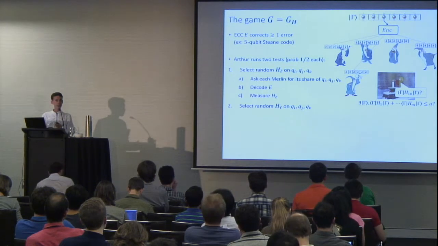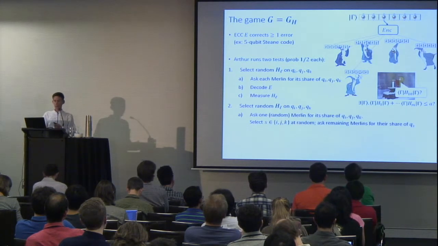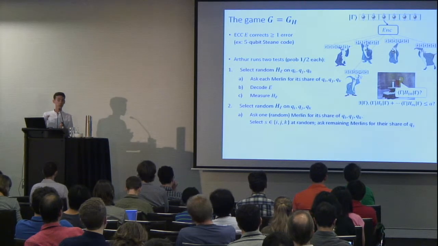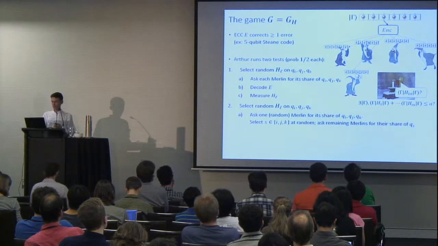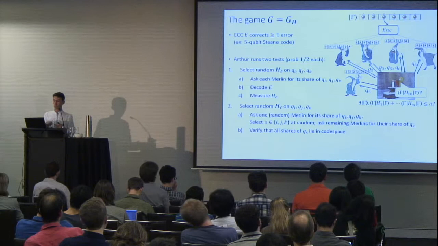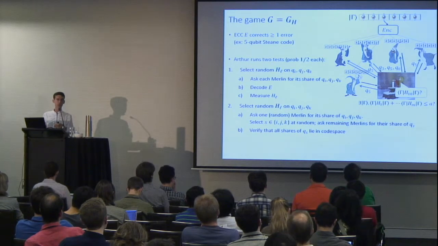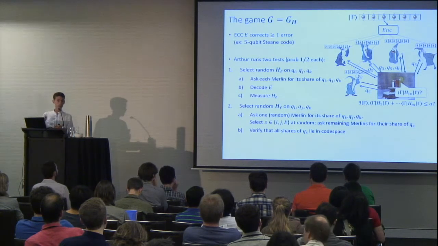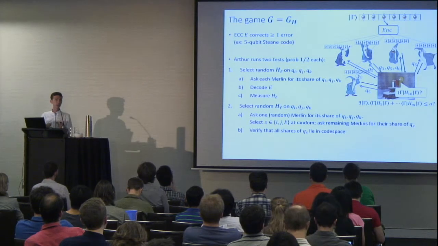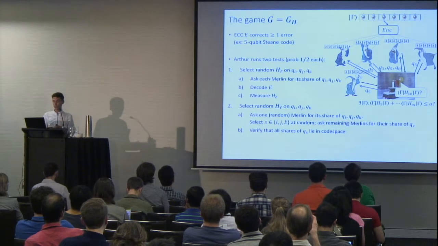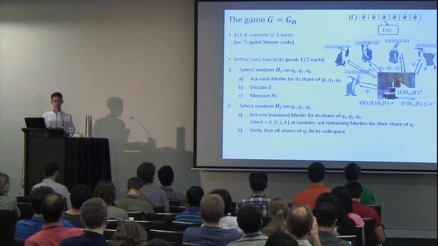And then the second test is very similar. You again select one of the local terms, but now you send the 3 qubits only to one of the Merlins. And for all the other 4, you pick one of the 3 qubits and you ask them for their share of that same qubit, each of the 4 of them. So you get them back. And then, from the Merlin that was asked the 3 qubits, you trash the 2 that you're not interested in, you keep the other one, and then you check that the 5 qubits that were supposed to be the same, which you got from the 5 Merlins, lie in the code space. So you just make a syndrome measurement or something. And if it doesn't work out, you reject. If it works out, you accept.